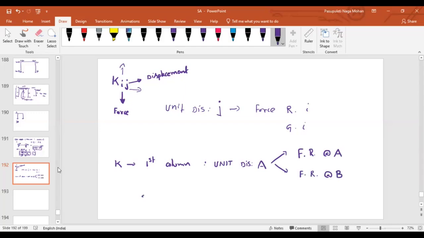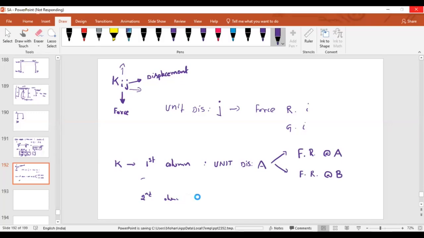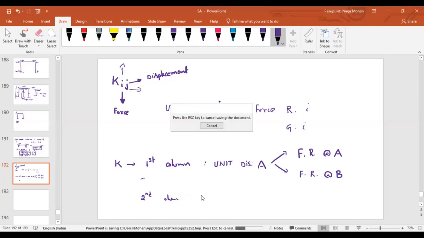Similarly, how will we generate the second column? You have to apply the unit displacement at B, and then again the same thing, force required at A, and then you have to, oh, sorry guys.